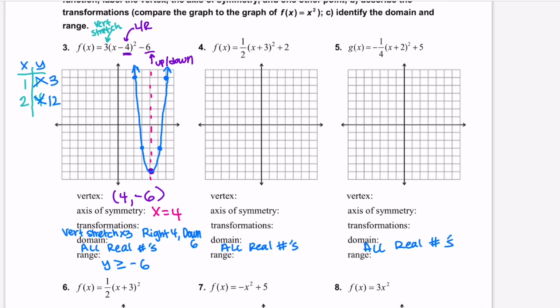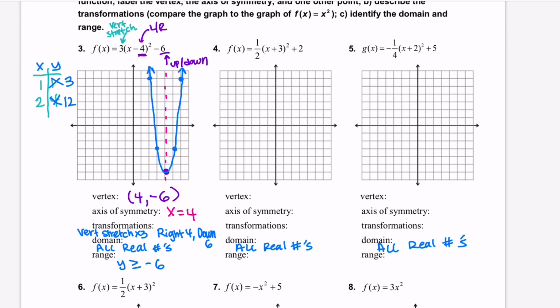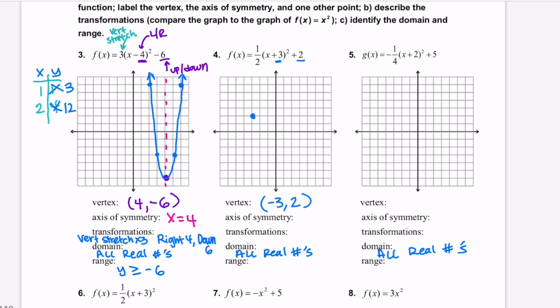Okay, looking at number 4, we're going to start with the vertex. We take whatever number is in here and have the opposite. So if we have a +3 in the parentheses, it becomes a -3, and then the +2 is just up 2. So we want to start by putting a -3 and +2, and we put that vertex on the graph. The axis of symmetry always just goes on top of our vertex. It's the line that divides it, and it's always this first number, x equals -3. That's where our vertex is.